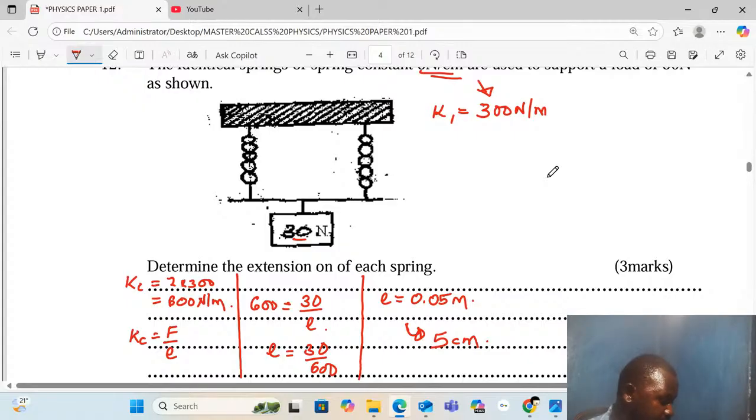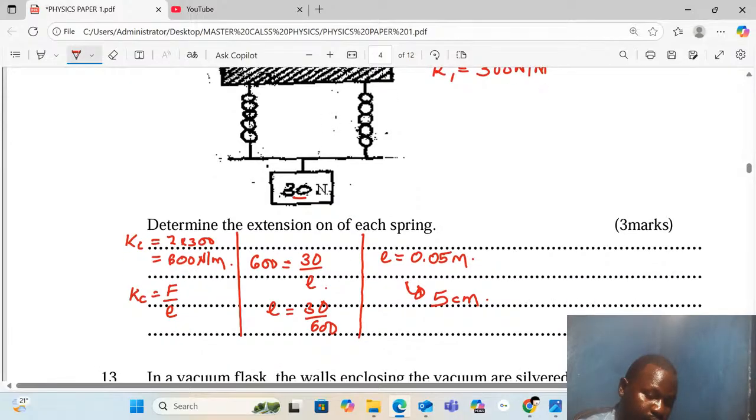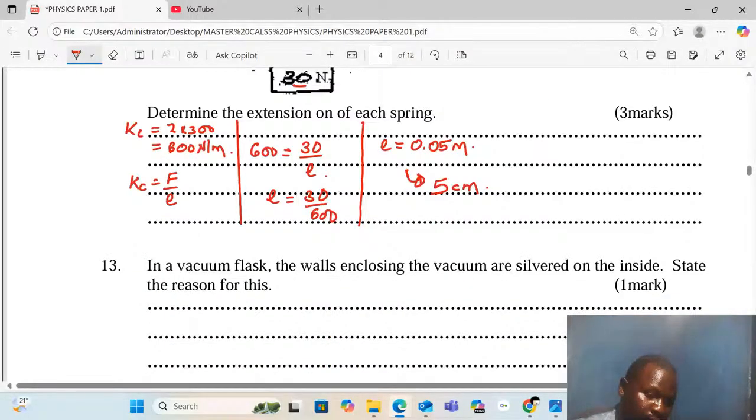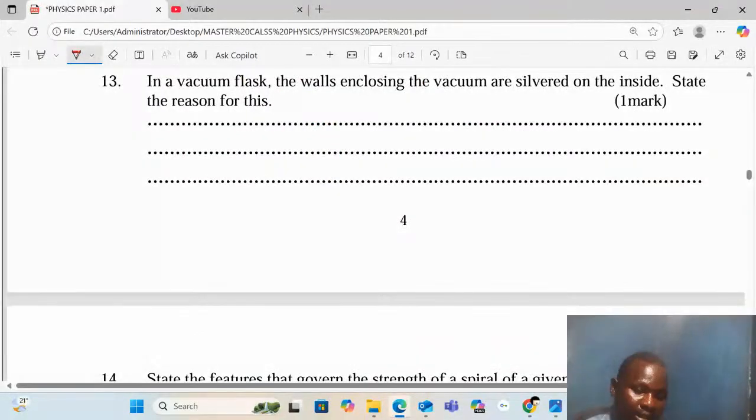In a vacuum flask, you are told the walls enclosing the vacuum are silvered on the inside. State the reason for this. You need to mention the reason as to why this is silvered from inside.